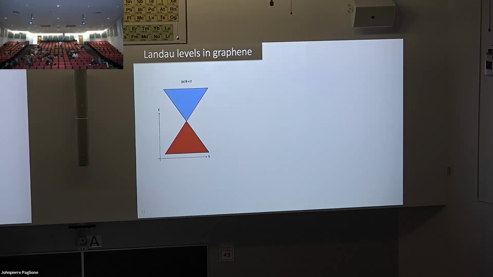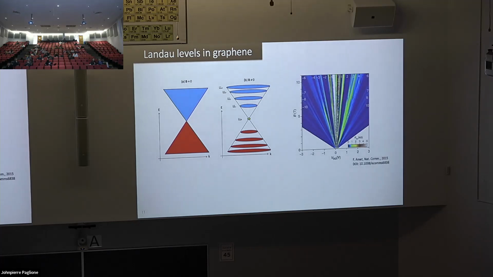pictures of the band structure of graphene where we apply magnetic fields. That's like a tuning knob to really let us know, are we changing the electronic properties? So when you put a magnetic field on the graphene, you split the band structure into individual energy levels, and you get graphs that look like this.